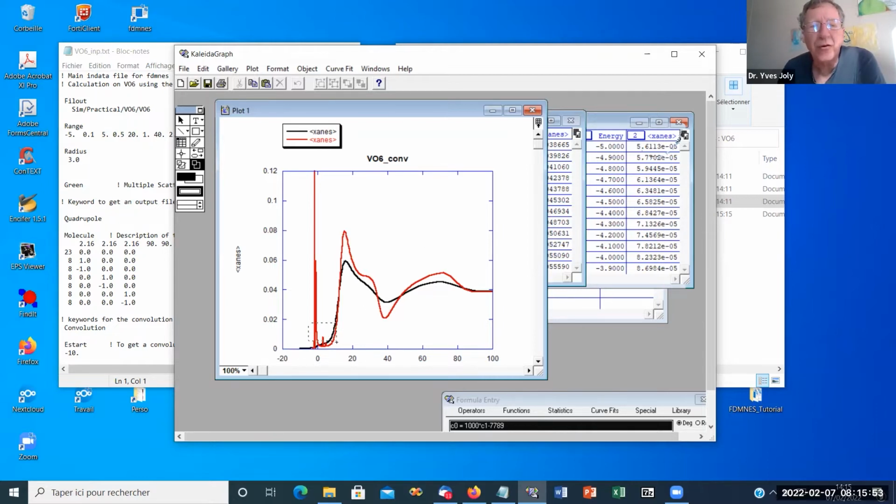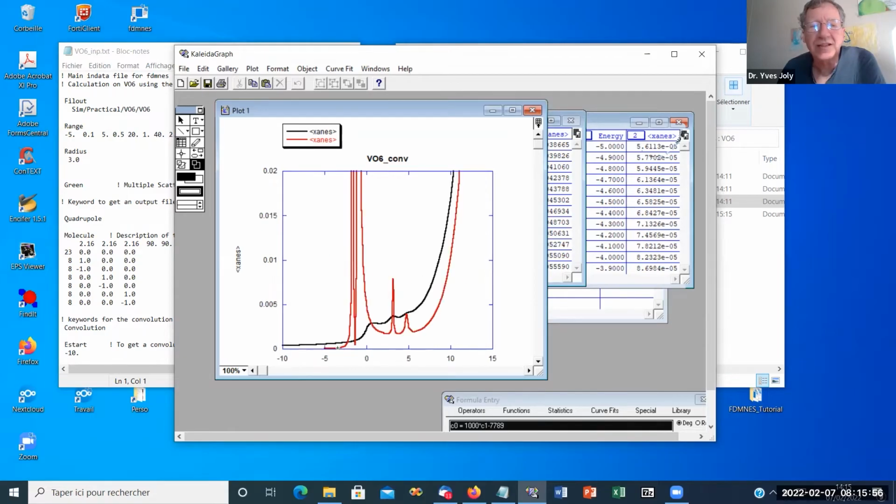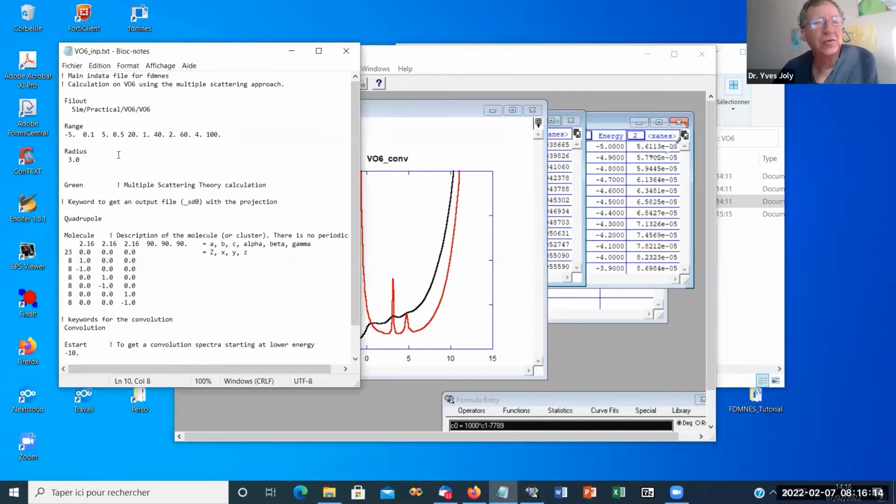we could go a bit further. If you look here, in fact, you have these two bumps in the convoluted spectra, and here we can see better in the not convoluted spectra. So it could be interesting to see what they are. Now I go back to the indata file. So it's here. We had this keyword quadrupole. So I propose to make a new simulation without the keyword quadrupole.